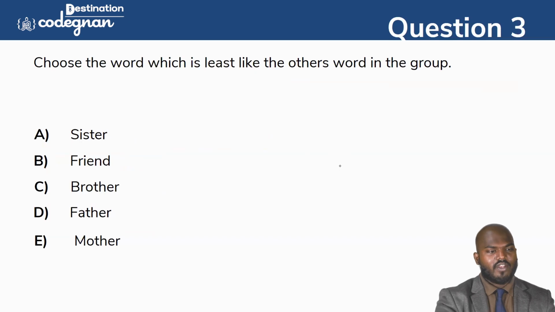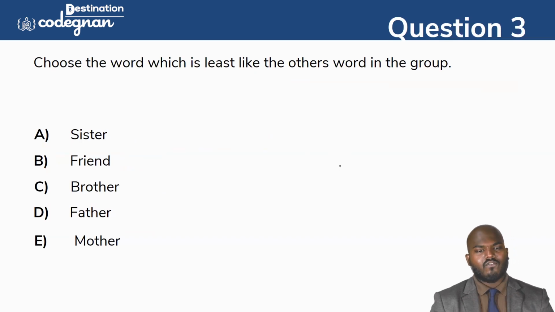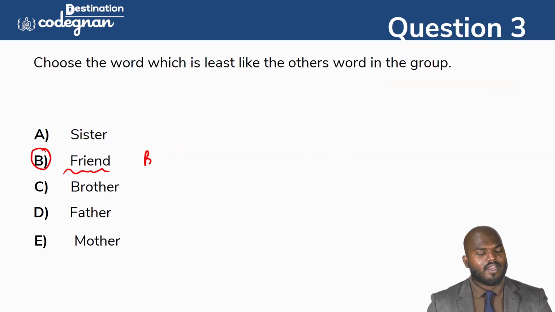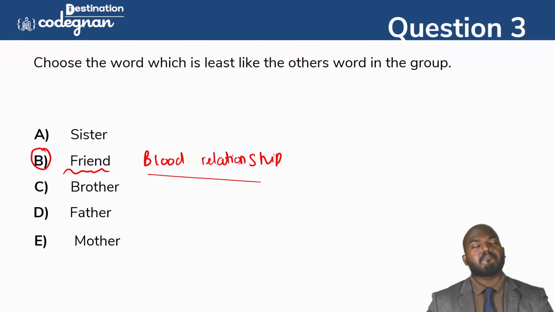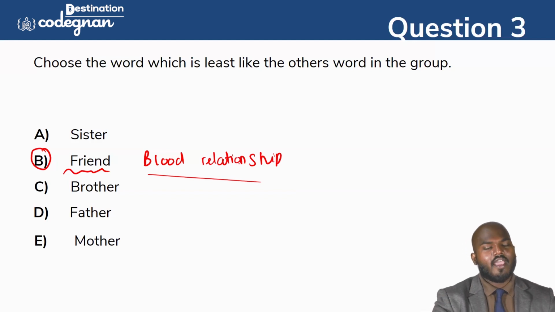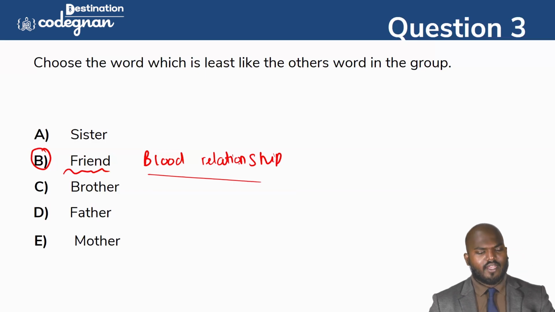Going forward, next: choose the word which is the odd one. Sister, brother, friend, father, mother. You see this one? Everyone is fine, but option B looks odd. The reason is that a friend is not a blood relationship. It is a relationship that has happened by occurrence. So friend will not come under blood relationship. So exactly, we can go for option B as the correct answer.